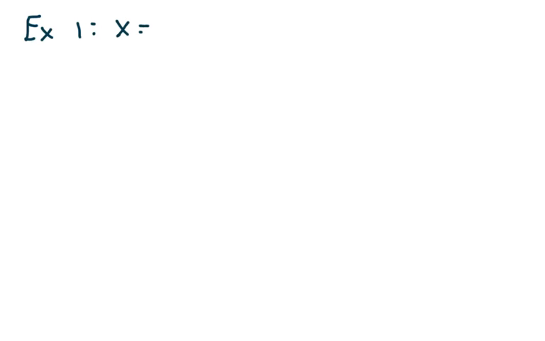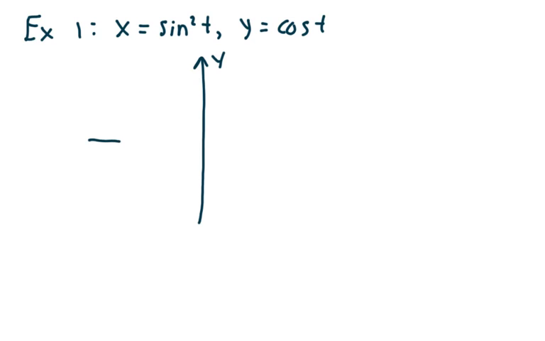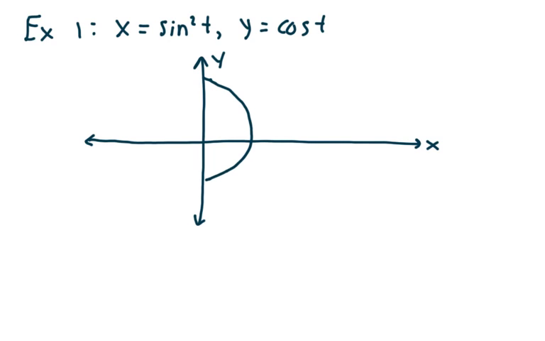Suppose we're given the following parametric equations. X equals sine squared t and y equals cosine of t. So let's draw a picture. So we have the x and y axis, and we have a curve, and we're trying to find the area of this shaded region right here.